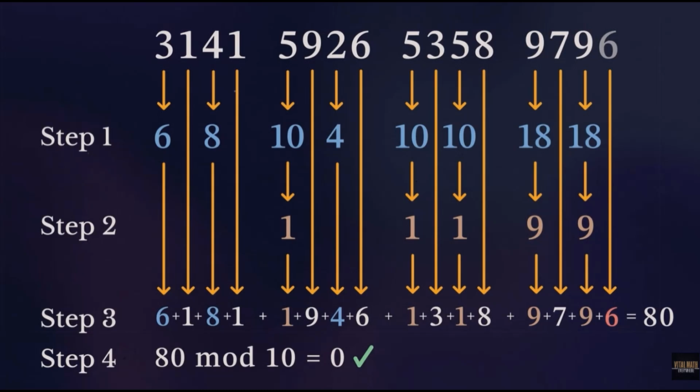The third step is to bring down all of the numbers that we can see. So we bring down a 6, a 1, an 8, a 1. We bring down the 1, we bring down the 9, the 4, the 6, etc. all the way, and then we add all of those together. In this case, it adds up to 80. The fourth and final step is that we divide 80 by 10, which is the same thing as saying mod 10, and we look for a remainder. If there is no remainder, then our spelling checks out and the card passes.